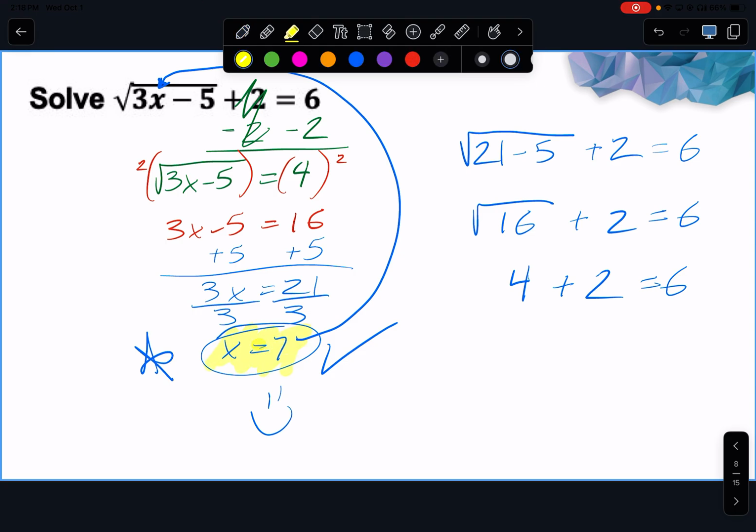Okay, sometimes when we do this with radicals, we're going to get numbers that don't work. Those are called extraneous solutions. We're going to deal with that tomorrow. Okay?